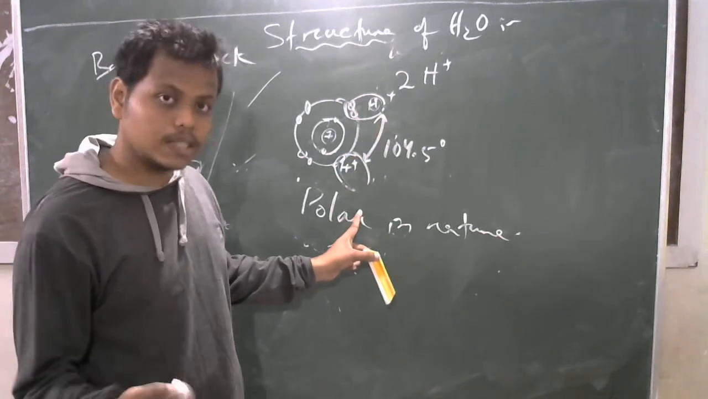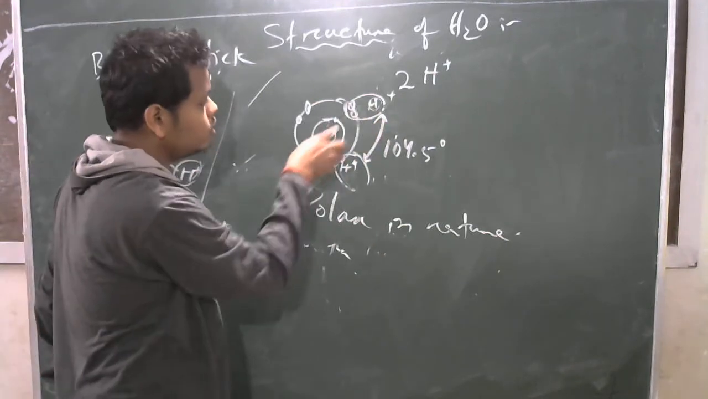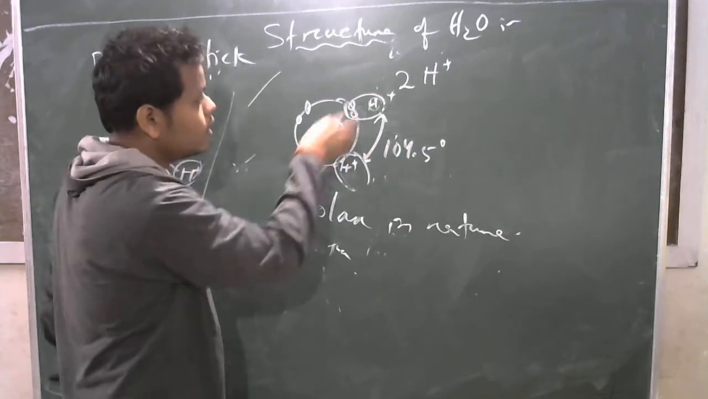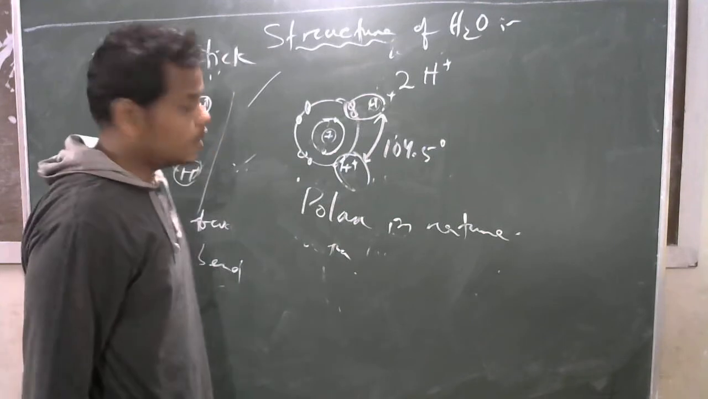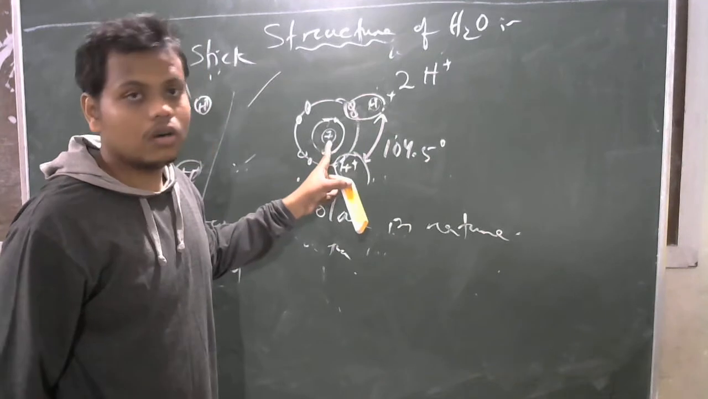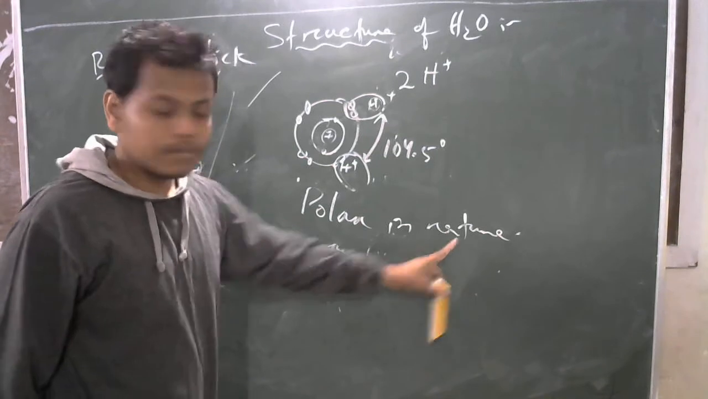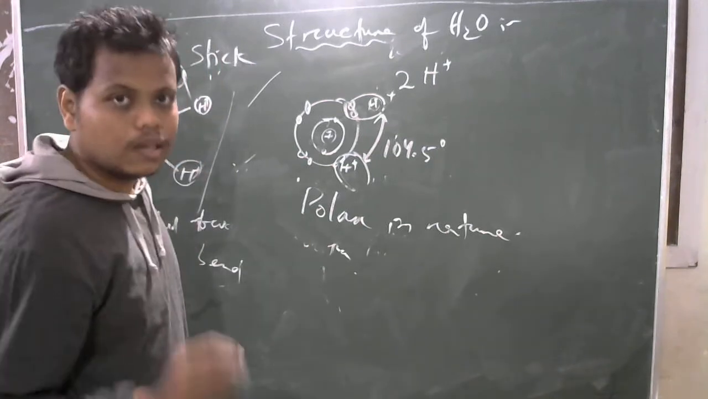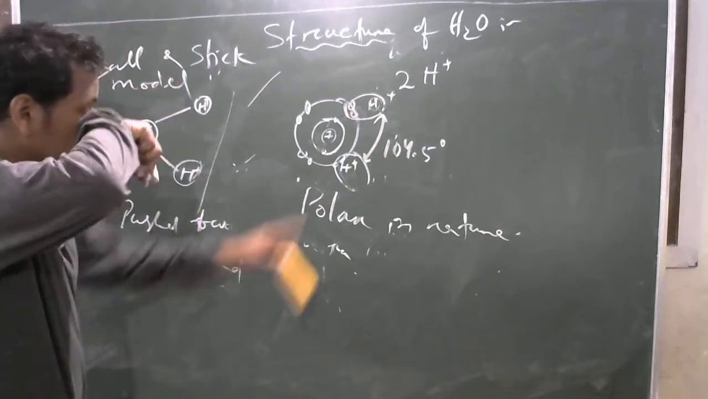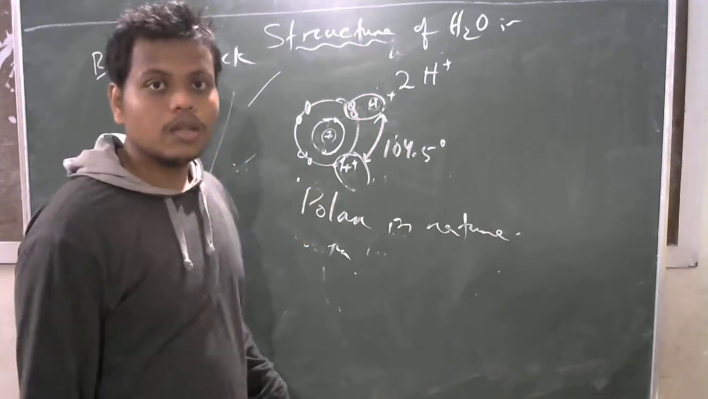Why? How is this charge separation formed? Because the covalent bond is present nearer to the nucleus of the oxygen atom as compared to the nucleus of the hydrogen atom. That's why positive charge develops on the hydrogen atom and negative charge develops on the oxygen atom. That's why the polar nature of water develops, and water is called polar in nature, or it is the polarity of water. So this is the structure of water. This is the Bohr's model. This is the ball and stick model. Next we are going to discuss the properties of water.